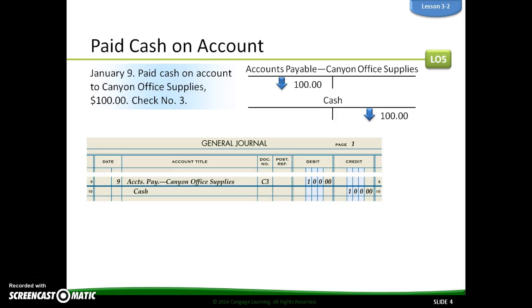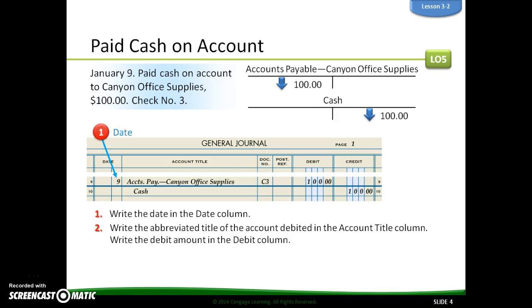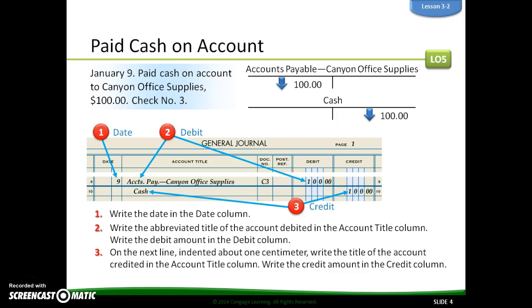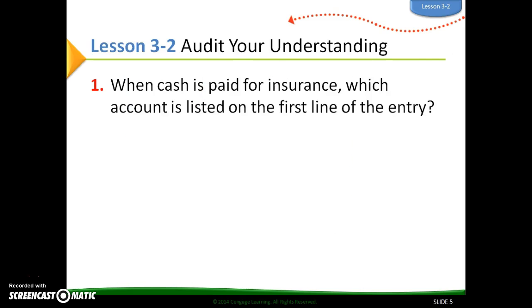We're also going to be decreasing the amount of our cash account, and that will be our credit transaction, the credit side. So if we go ahead and look at our general journal, on January 9, the debit part of this transaction is accounts payable in the amount of $100. The credit part of this transaction is crediting cash for the same $100. And finally, we need to make a note about the source document, check number 3. So we see the C3 right there. Okay, that was a quick little lesson for us.